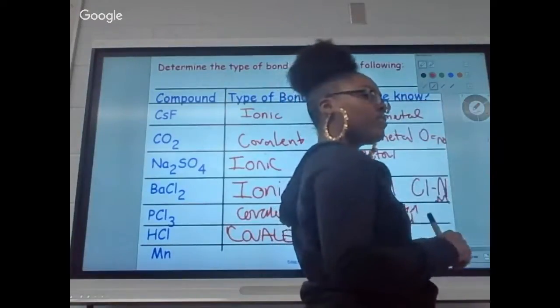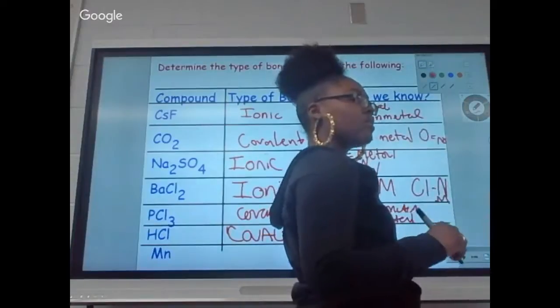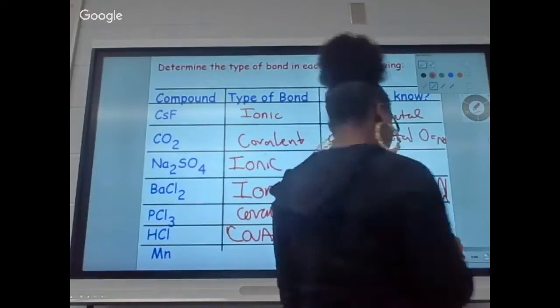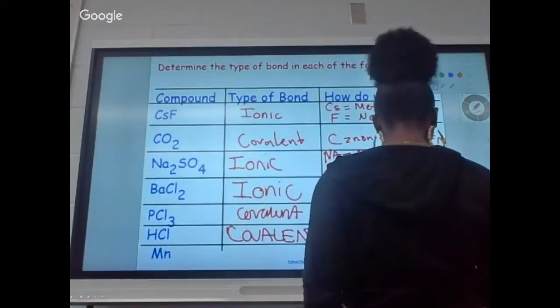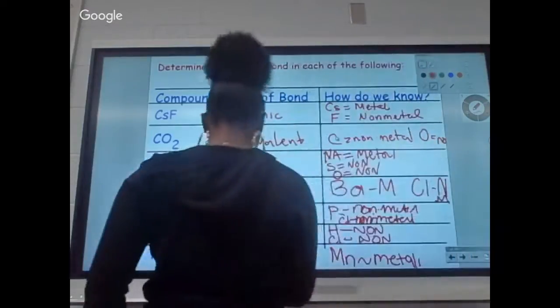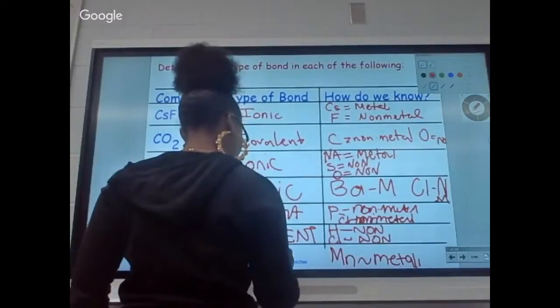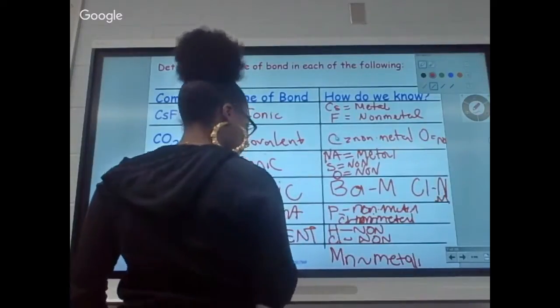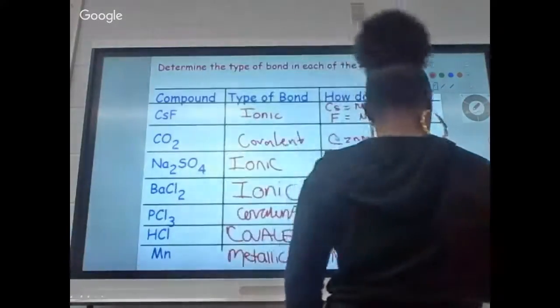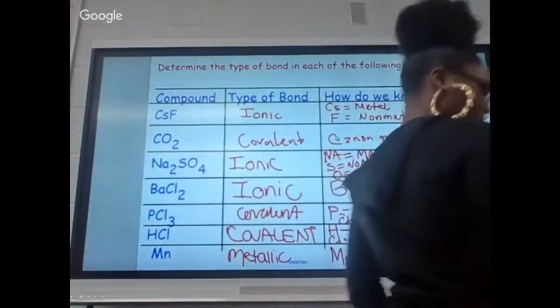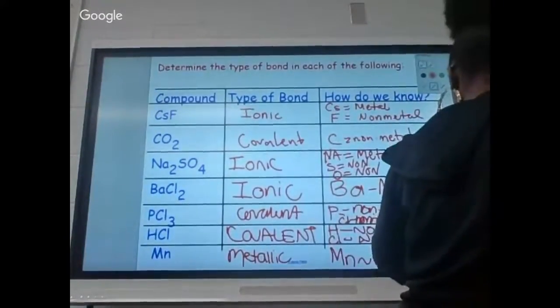Metallic, 2 as one. Well, you actually just write metal there, and then you write metallic under the type of bond. So it got 2 as one. There you check off an L. You gotta use the pen.